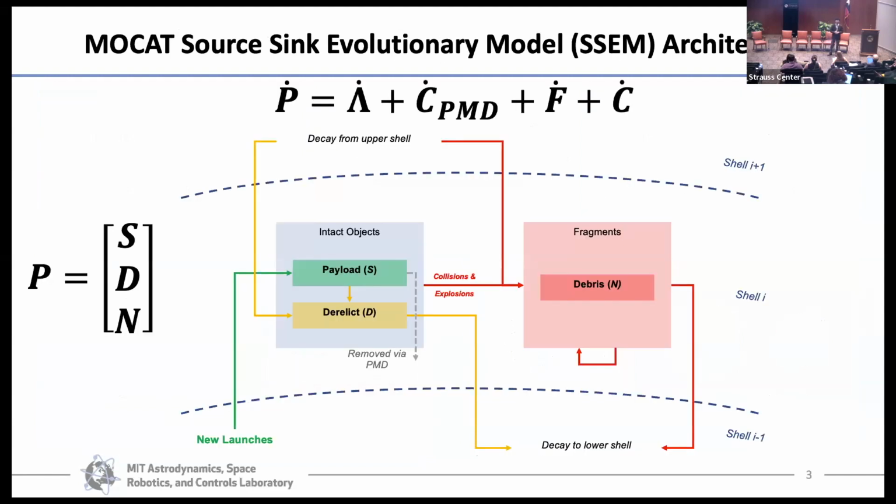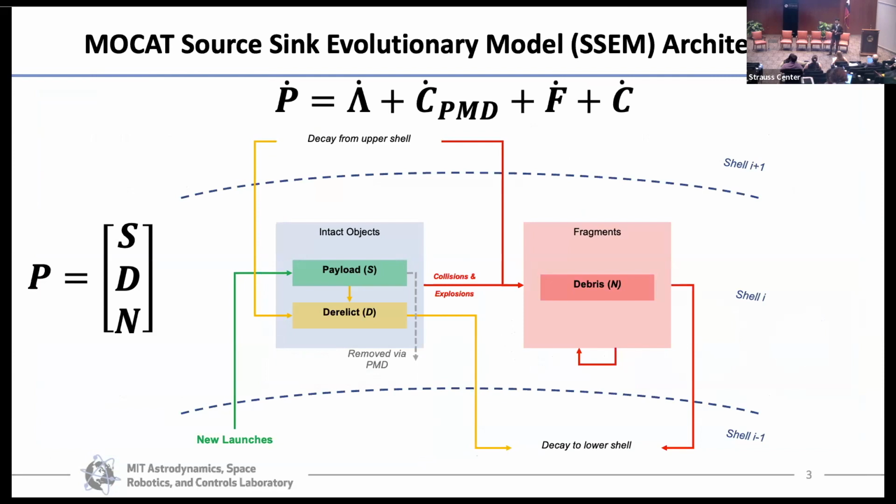So we'll start with a description of the three-species model, MOCAT-SSEM, which is the MOCAT-3. Here you can see P stands for the number of objects. That's the variable that we're tracking for a particular shell. This is the altitude shell, a circular shell, where we're assuming the objects are moving around and colliding perhaps in a particle-in-a-box format, like an ideal gas. And P here, with a 3, we're dividing into payload, derelicts, and debris objects: S, D, and N. And on the top, you can see what that ODE looks like.